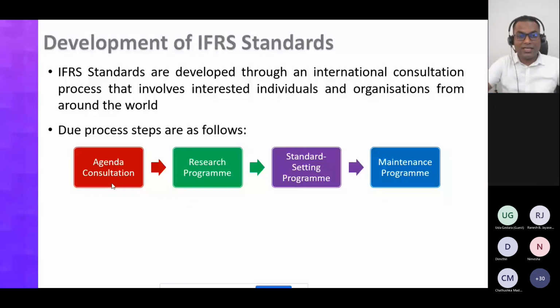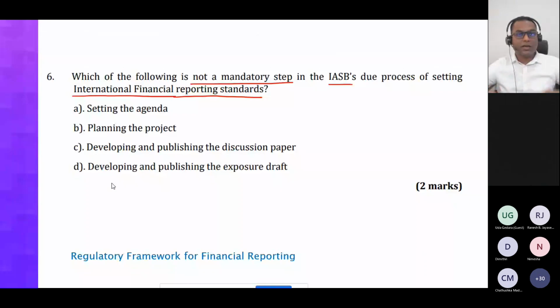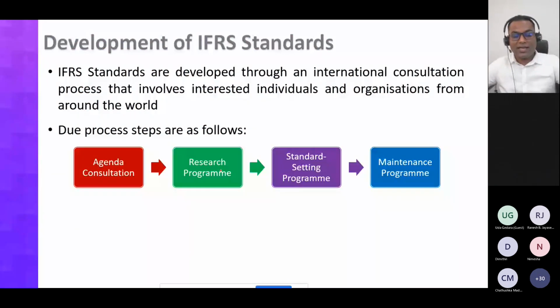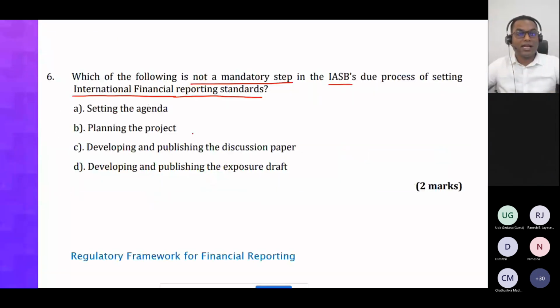Now the question is, which of the following is not a mandatory step in the IASB's due process of setting an International Financial Reporting Standard? What do you say? They need to set the agenda. Definitely, they need to set the agenda. Then planning the project means actually they do the research. They drill down the problem. They find out what the possible solutions are. That is actually the planning of the project. So this is a step to be followed.